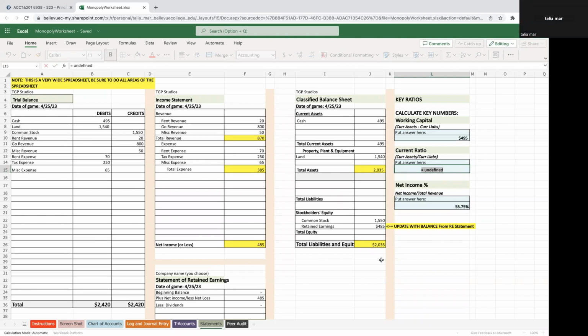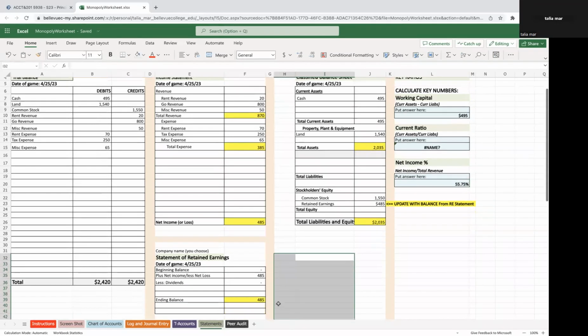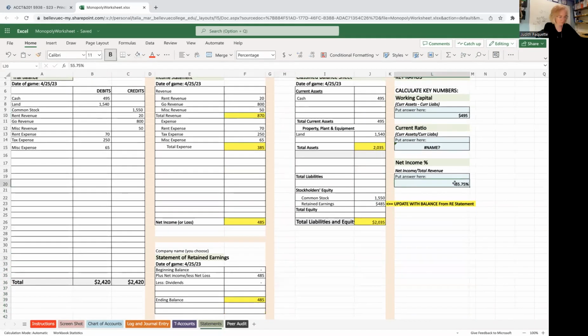And then how'd you get net income percent? I divided the net income, which is over here, 485, by the total revenue, which is 870. Hold on just a sec. That's absolutely correct. So you took 485 divided by 870. Did you want me to round to the nearest percent, or is it okay that it's a decimal percent? I want you to put 2 decimal points the way it shows there, 55.75.